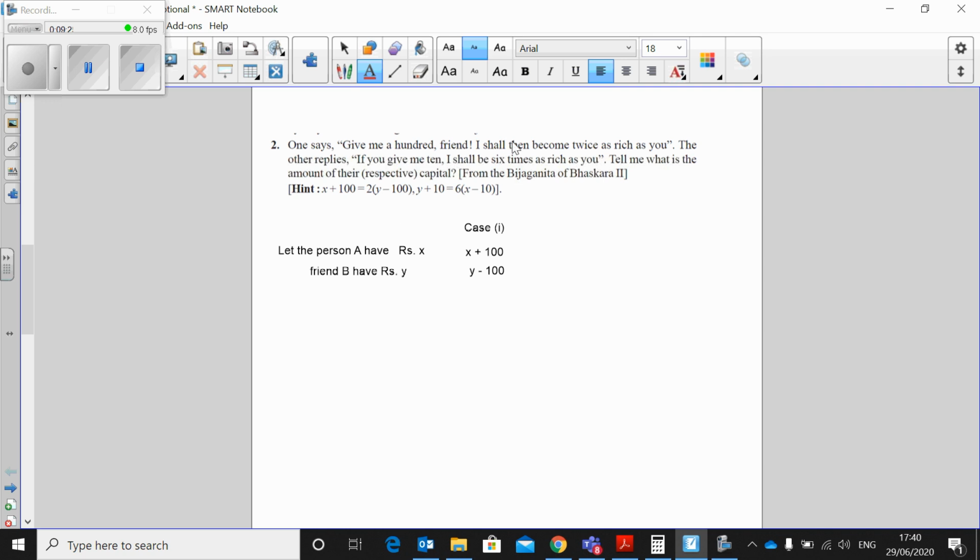So what is happening? I shall then mean person A, X plus 100, is twice as rich as you, 2 times Y minus 100. So this is the first case. When you reduce to the lowest terms, X plus 100 is equal to 2Y minus 200, then we can write it as X minus 2Y, which is equal to minus 300. We got the first equation.